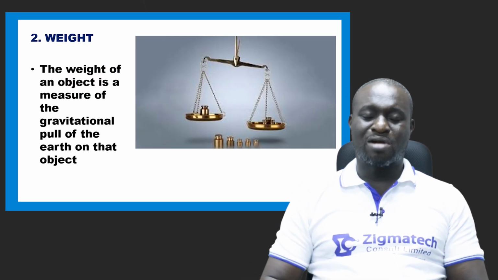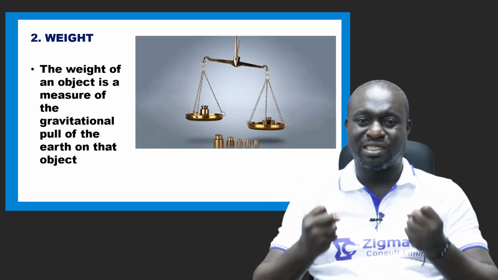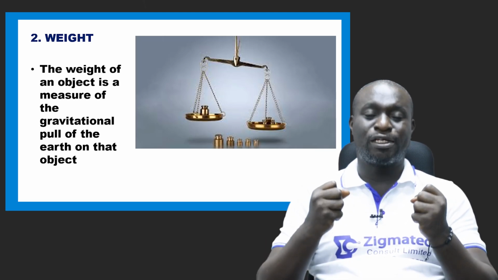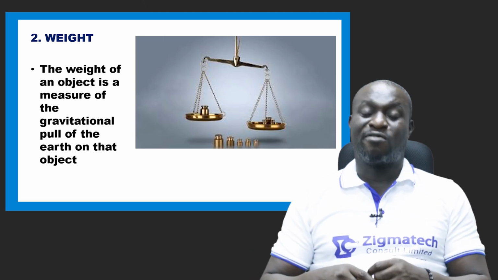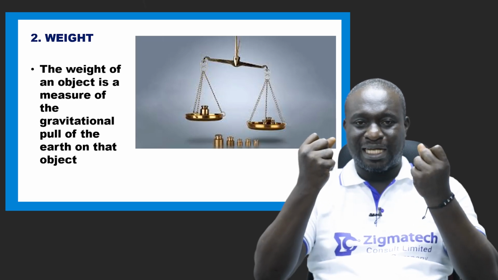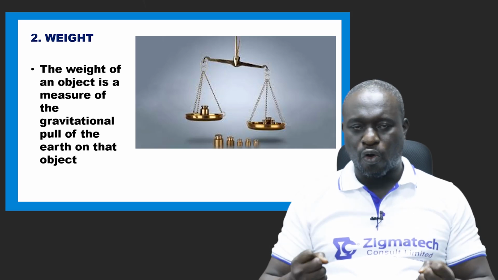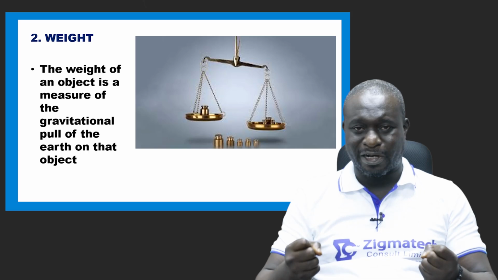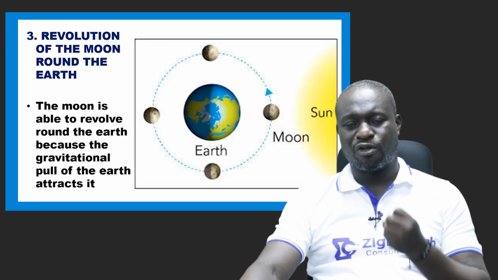Number two, gravity brings about the weight. In fact, it determines the weight of an object. Now, the weight of an object is a measure of the gravitational pull of the Earth on that object. In fact, weight can be defined as a force that determines the pull of the gravitational force of the Earth on objects. Okay, that's the weight of an organism. So it is dependent on the gravitational pull of the Earth.